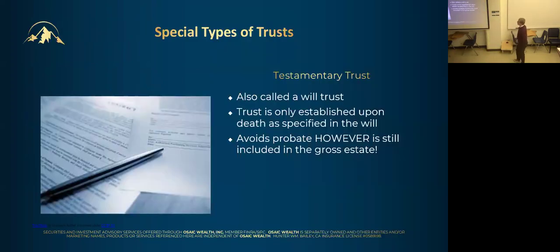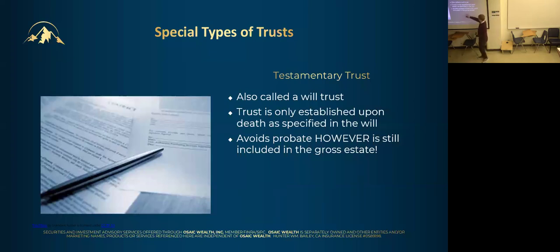So another type of trust is a testamentary trust, which is also called a will trust. This is essentially a trust that is only established on death because it's written into the will. The will exists and it says, open a testamentary trust when I die, and then it opens a trust, kind of like how a revocable or living trust turns into an irrevocable trust. This is basically the same thing, except it's just written into the will.